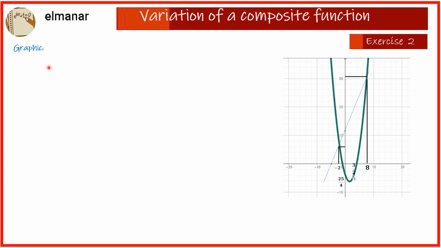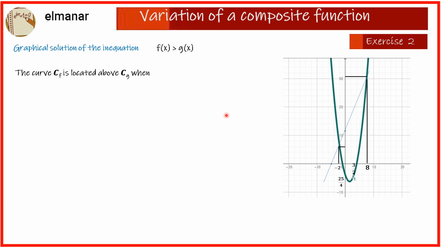Graphical resolution of the inequality f of x is greater than g of x. The function f of x is strictly greater than the function g of x. Graphically, this means that the curve associated with the function f is located above the curve corresponding to the function g. By observing the graph, we notice that this situation occurs when the variable x belongs to the following intervals: from −infinity to −2, excluding −2. From 8 to +infinity, excluding 8.